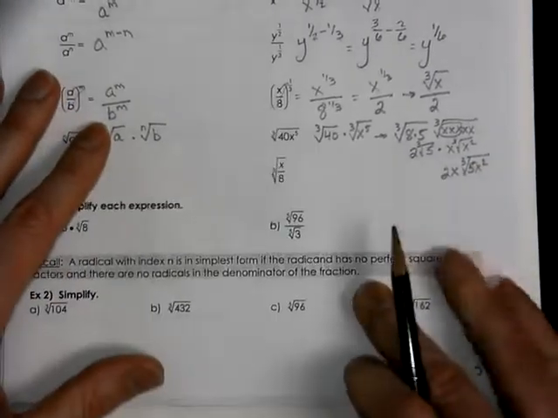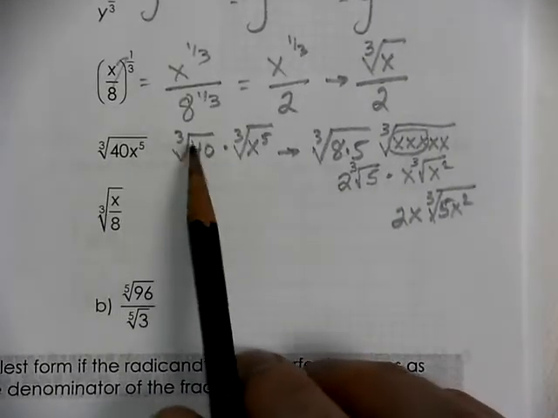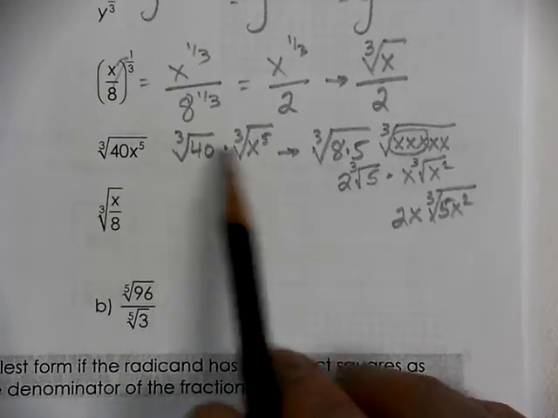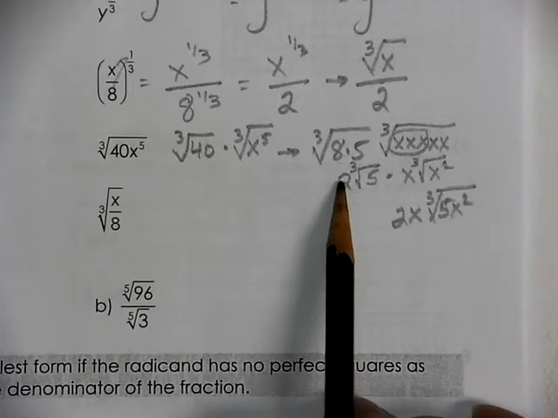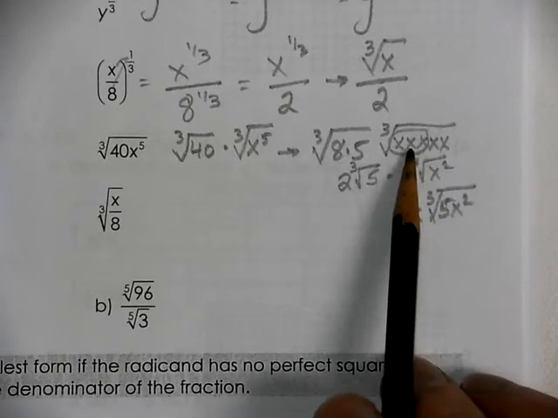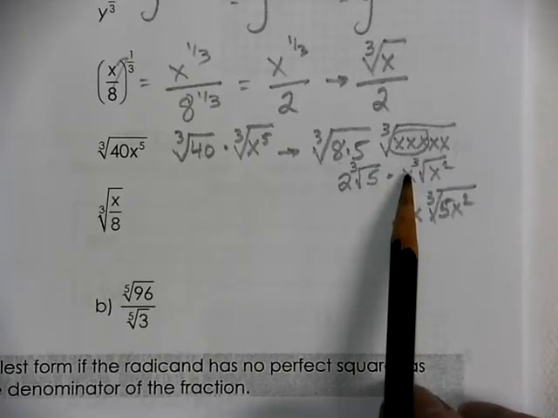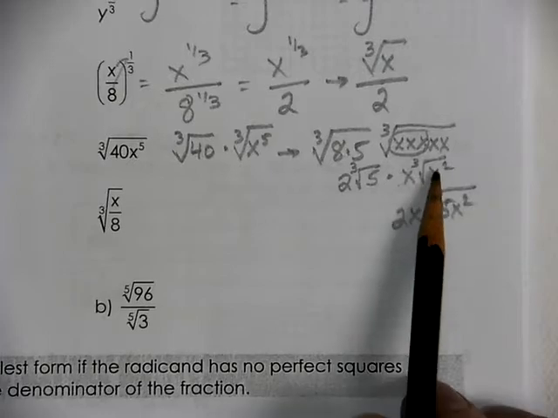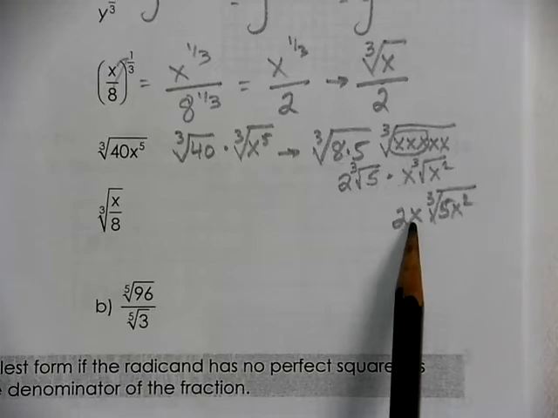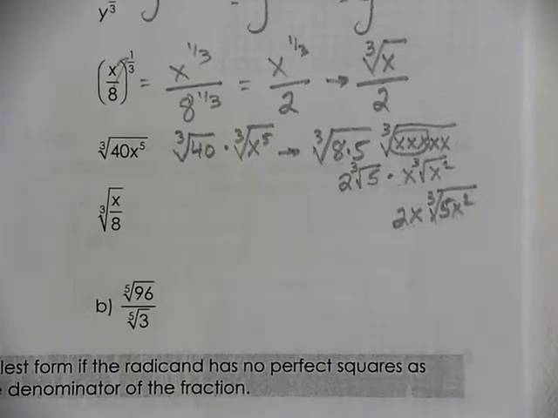So let's take a look at what we just did there. We only looked at the 40 and then we looked at the x. We broke the 40 apart into something that has a perfect cube in it. We looked at the x to the 5th and saw that we have a cube inside of there also. So we pulled that out to the first power. That's not x cubed. This is x to the first power. It's the cubed root of x squared. So your 2 times x gives you 2x. The cube root of 5 and the cube root of x squared goes inside the radical.